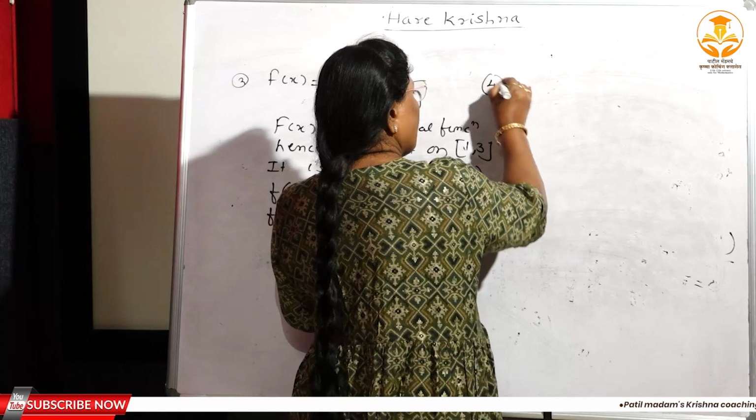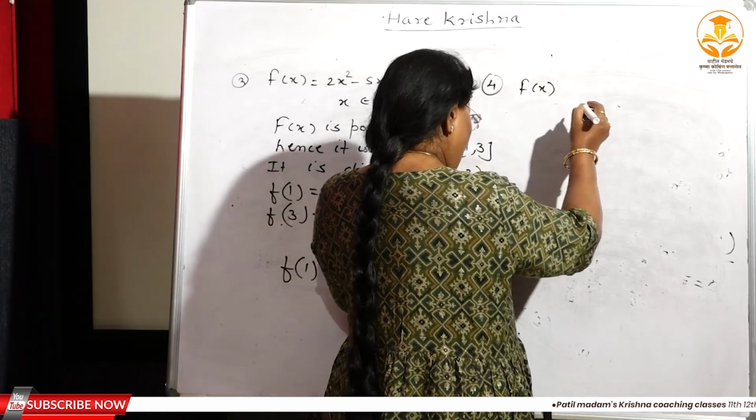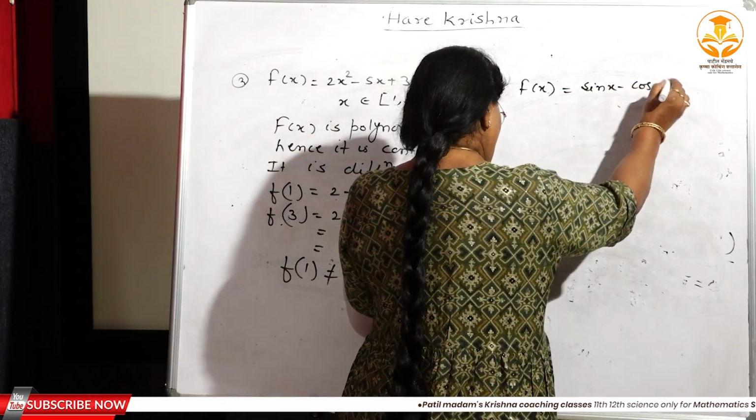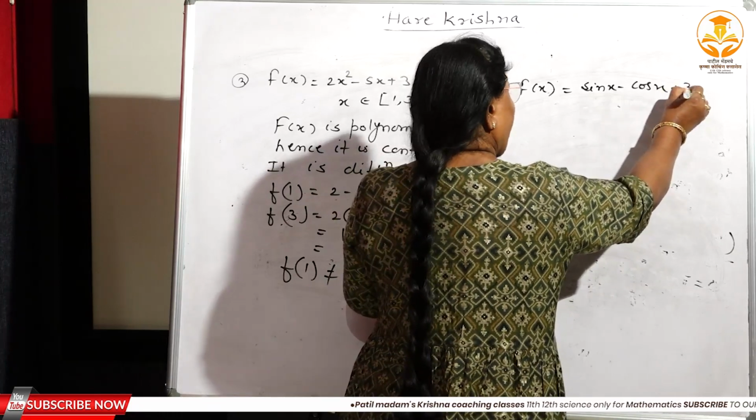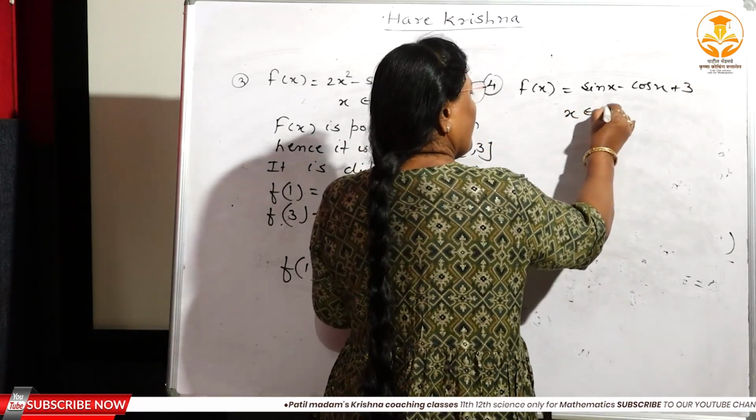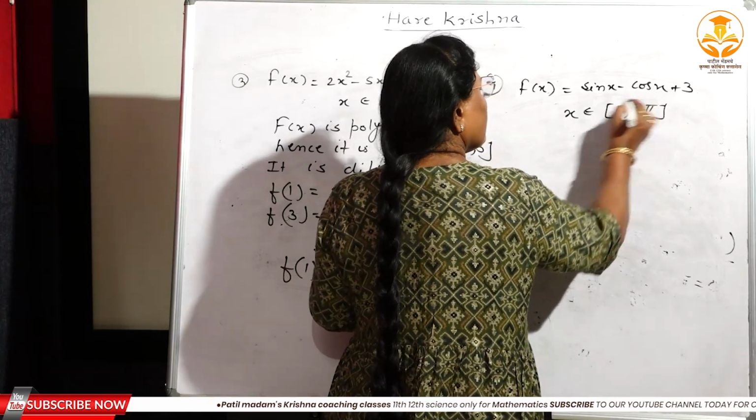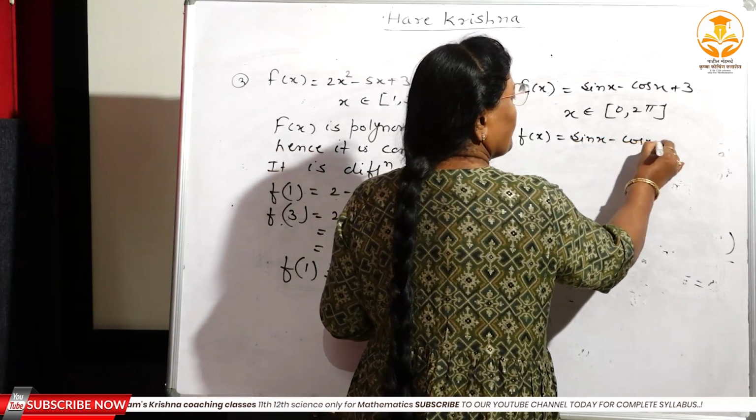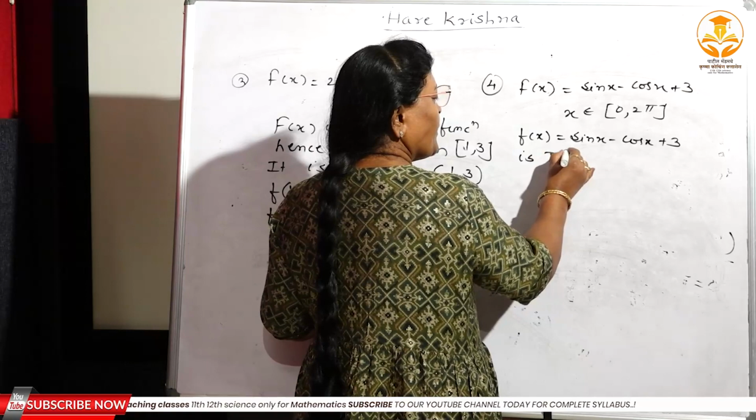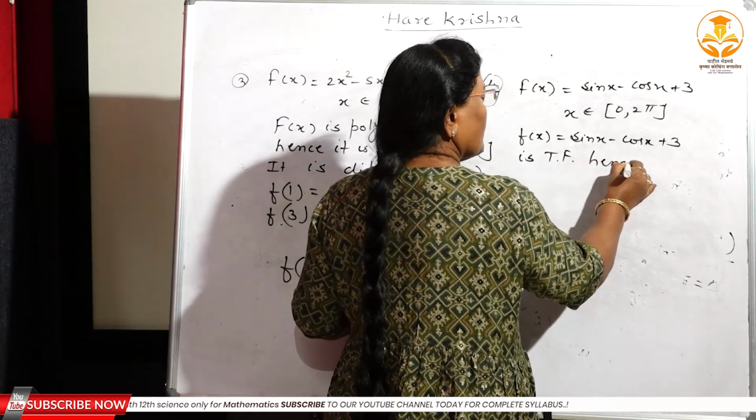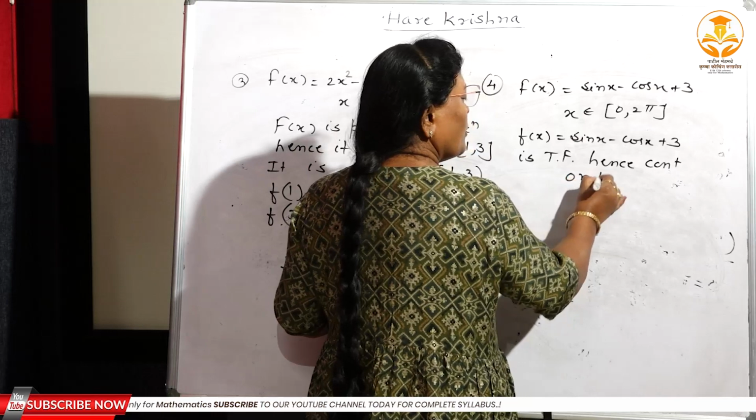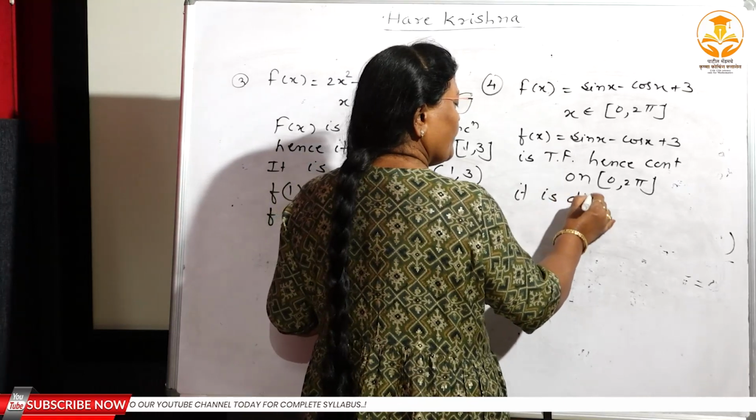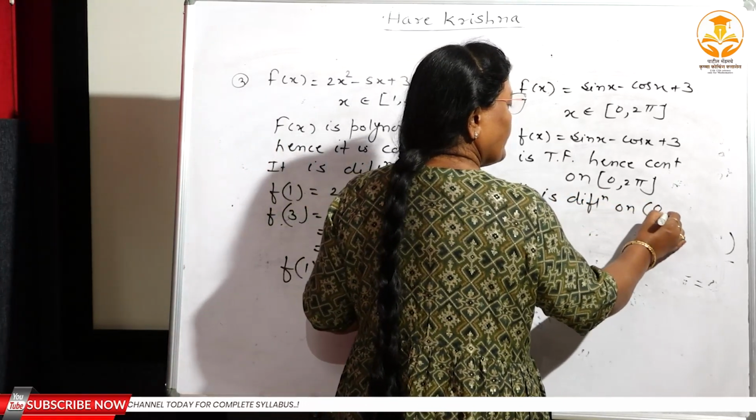Again, I will take the fourth one. See, the fourth, they have given sin x minus cos x plus 3, x belongs to [0, 2 pi]. See here, f of x is equal to sin x minus cos x plus 3, a trigonometric function, hence continuous on the closed interval [0, 2 pi]. It is differentiable on the open interval (0, 2 pi).